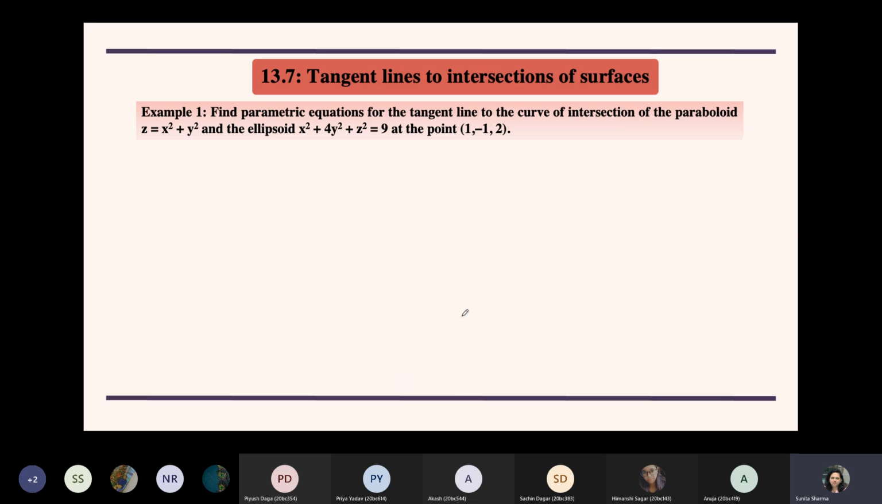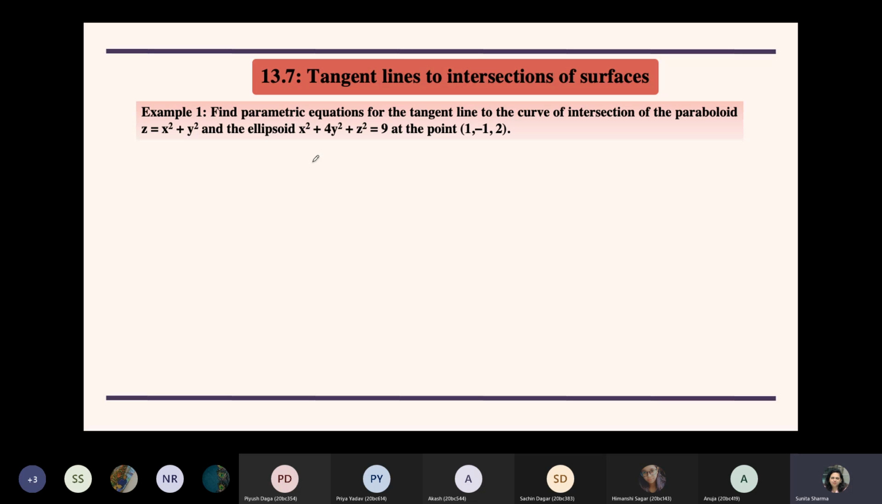So I'll move on to the question. You have two surfaces, one is this and the other one is this, and this is the point. When you take the intersection of these two surfaces, you will get a curve, and you have to find the equation of the tangent line to that curve at this point. Firstly we'll see the gradient part.